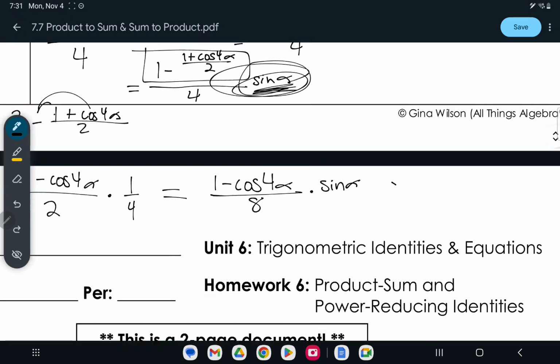And I think that that is fine, because I could distribute it and make it look nicer. Okay, I'll do it just so you can see it. So really sine alpha minus sine alpha cosine 4 alpha all over 8. So okay, that looks nicer. And then we can really split it if we want to, and I don't, so that's good enough. Alrighty, there we have it.